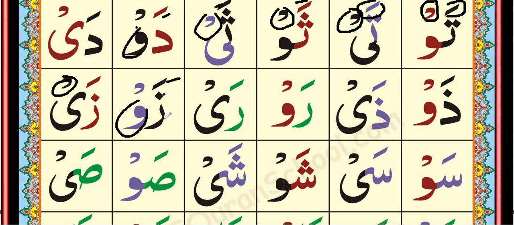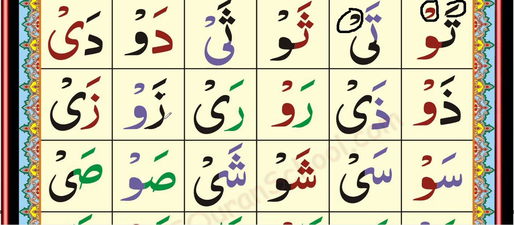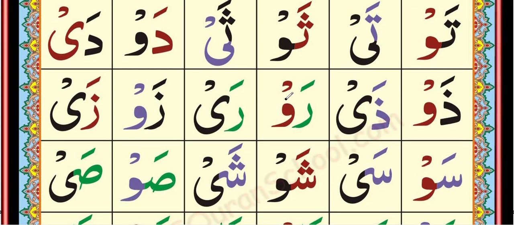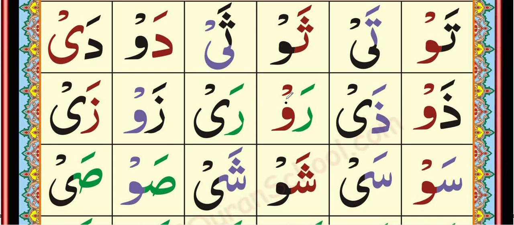I'm repeating again. Leen has two letters, waw and ya. The condition is that when waw has sakin and the previous letter has a fatha sign, or when ya has sakin and the previous letter has a fatha sign, it becomes Leen. So there are some rules about reading the Leen letters.